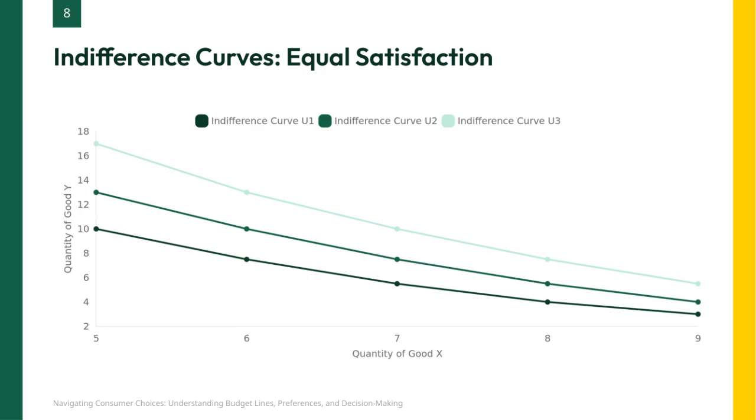indicating higher overall satisfaction. The key concept is that consumers are indifferent between any points along the same curve because they deliver equal satisfaction. This visualization helps us understand consumer preferences and how they make trade-offs between two goods while maintaining the same happiness level.